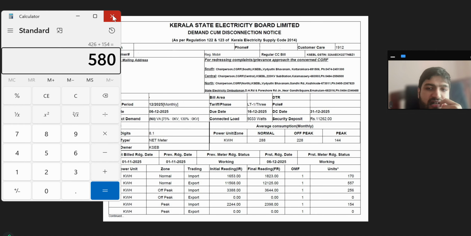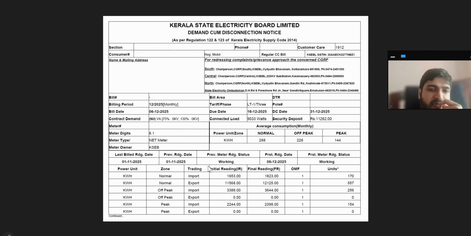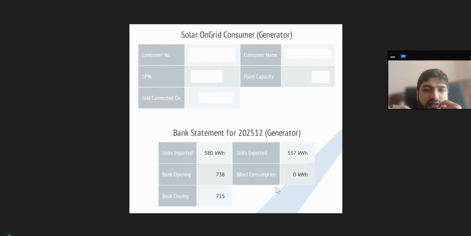580 is the units imported, but units exported is only during the normal zone, that is 557. So that is why units imported is 580, units exported is 557. So the net export is basically negative because you have imported more than you have exported. So net export is basically minus 23 units in this case. That is 557 minus 580.